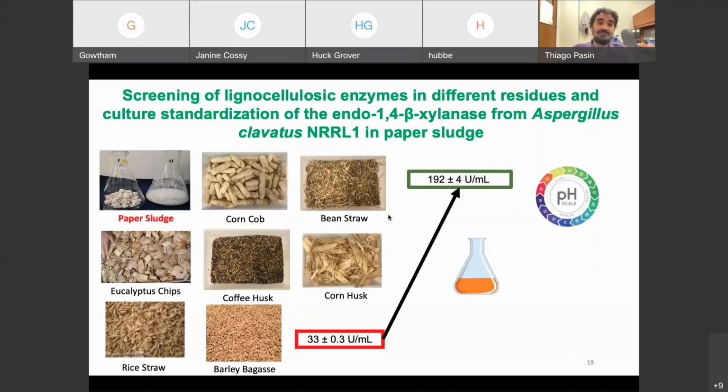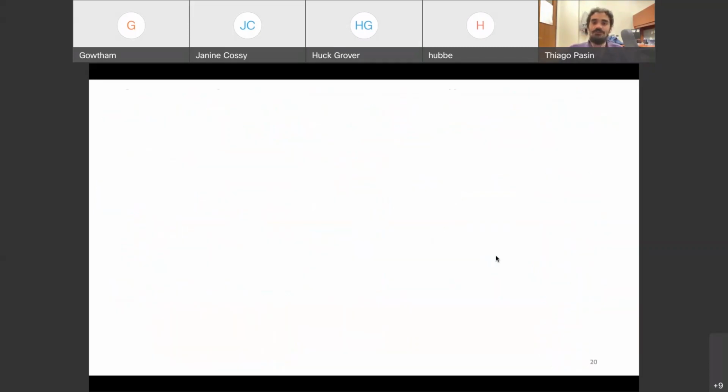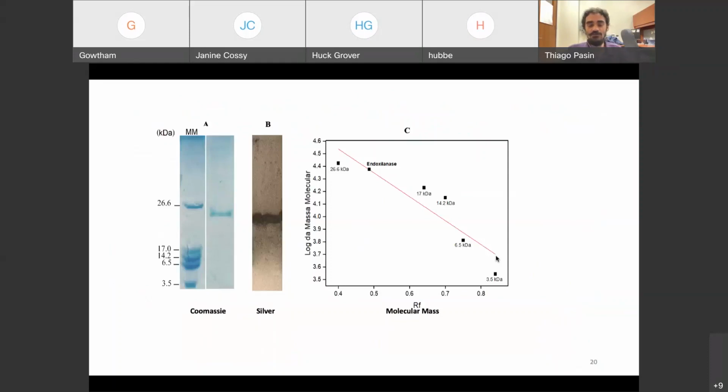And the next step was the standardization of the culture of this fungi, and we reached 192 units per mL of enzyme production after the pH standardization. So we used different culture conditions for the production of this enzyme. We did pH standardization, we did temperature standardization, and next please, we changed the concentration of paper sludge during the culture, and we finished with a standard culture condition with a high xylanase production.